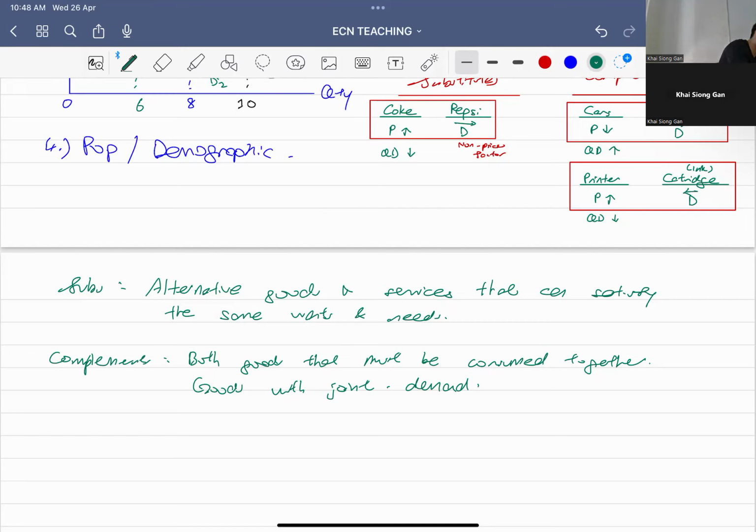And the last factor for demand is what we call expected future prices. If you expect the prices of the product to increase in the future, what will you do as a consumer right now? You will buy more, right? So the demand for the product will increase for now. That sums up what you need to know for the non-price factors for the demand curve.